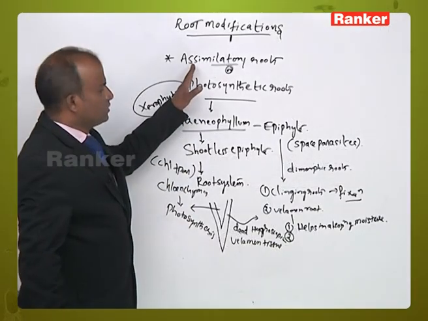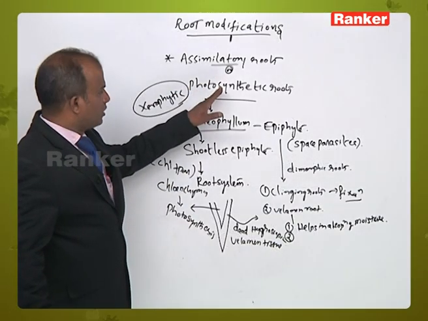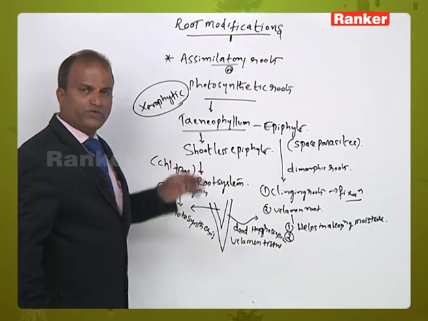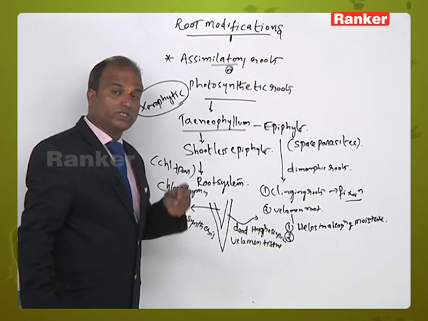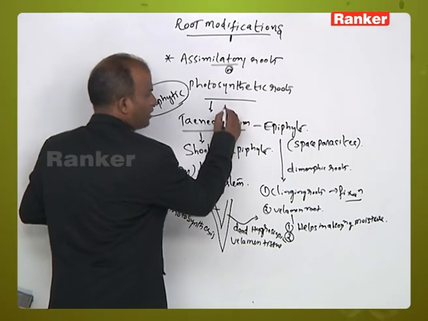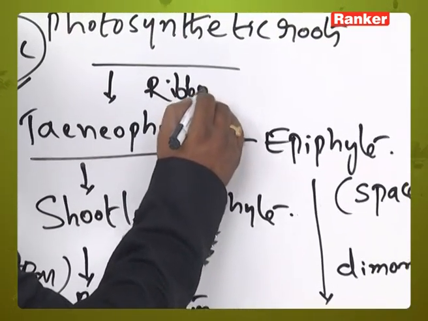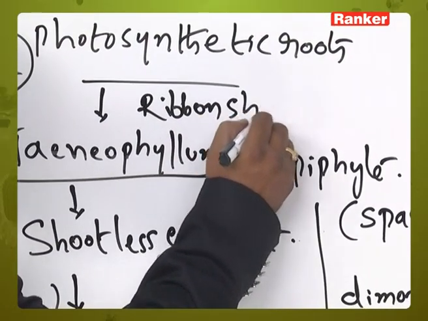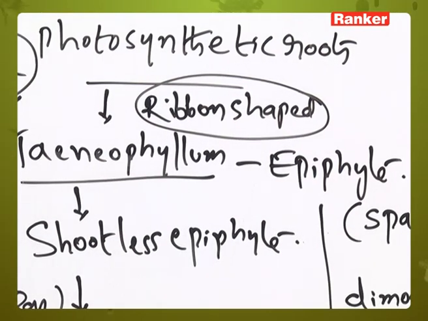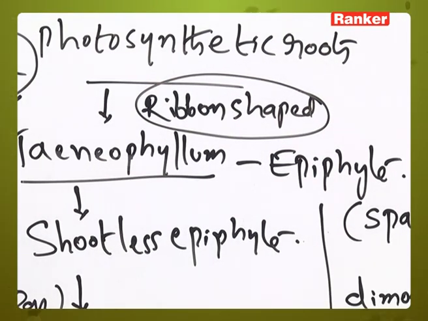And this is about the assimilatory roots or photosynthetic roots. Can you tell me, in Taeniophyllum, the photosynthetic roots are present in which shape? They are present in ribbon shape. Ribbon shaped photosynthetic roots are present in Taeniophyllum.